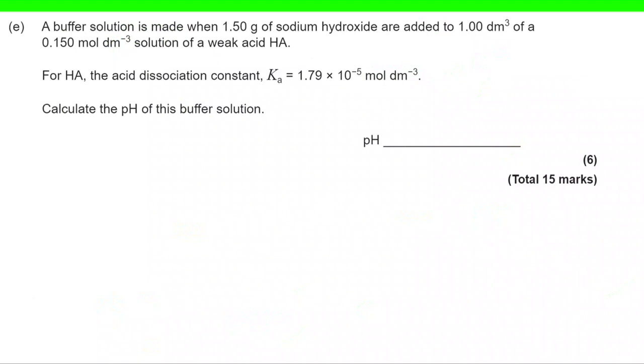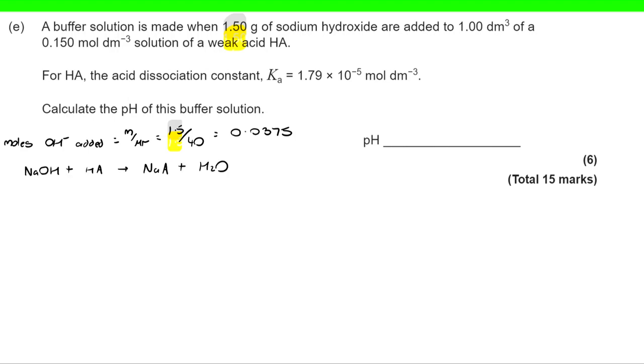Moving on to part E, another big calculation here. We've got a buffer solution that we're making. We want to know the pH of that buffer solution. 1.5 grams of sodium hydroxide added to 1 decimeter cubed of 0.15 molar weak acid HA. So let's start off with a straightforward mole calculation. We've got a mass of sodium hydroxide, we can find its Mr, we know we've added 0.0375 moles. Now if I take a look at the equation here, it's a monoprotic acid and NaOH, so my mole ratios are 1 to 1 to 1 to 1.